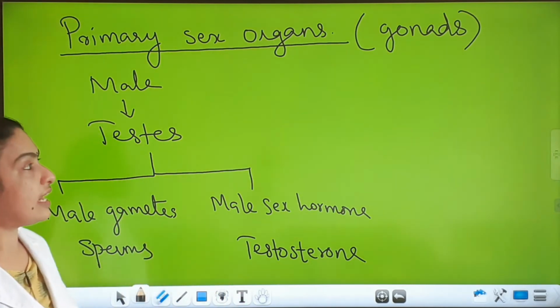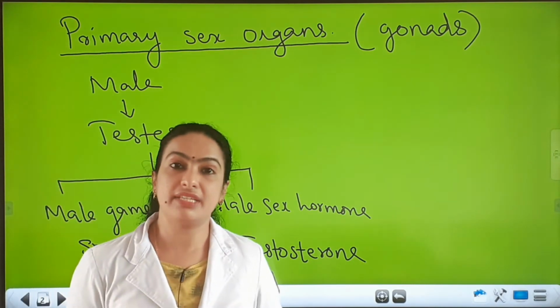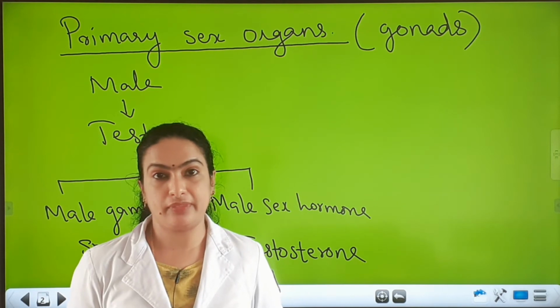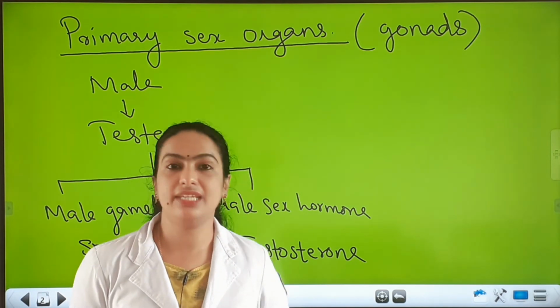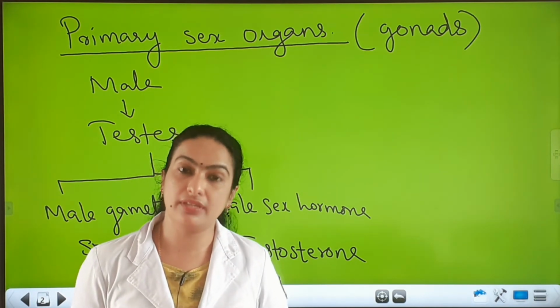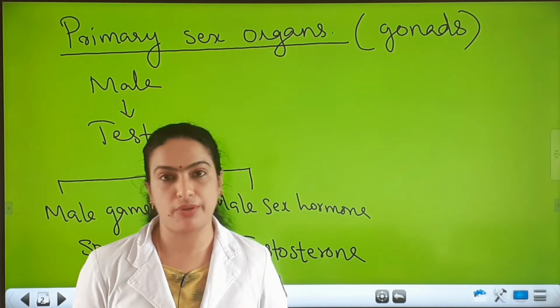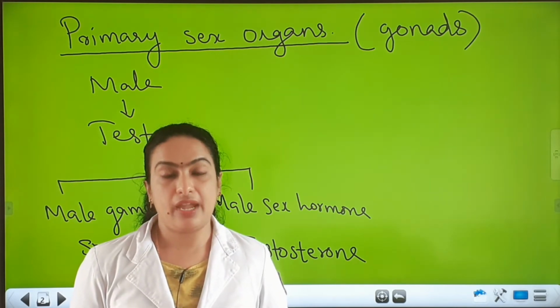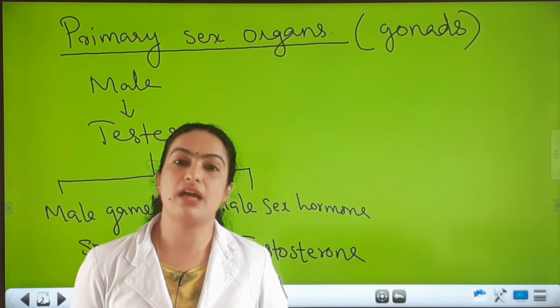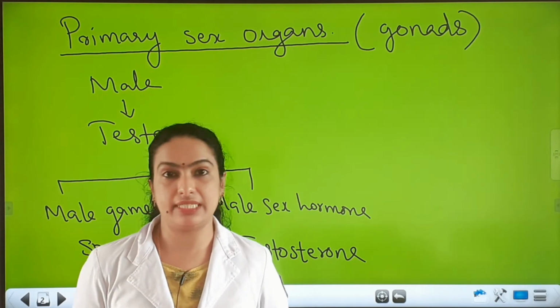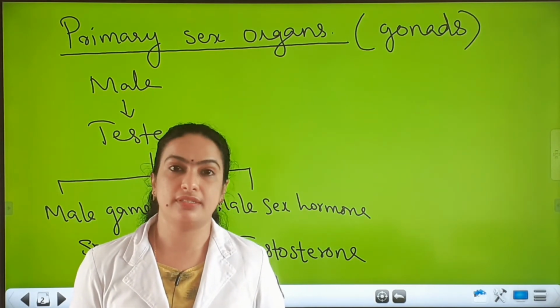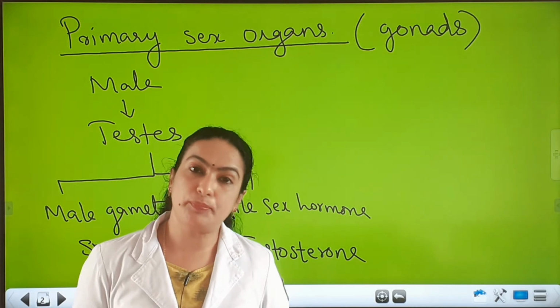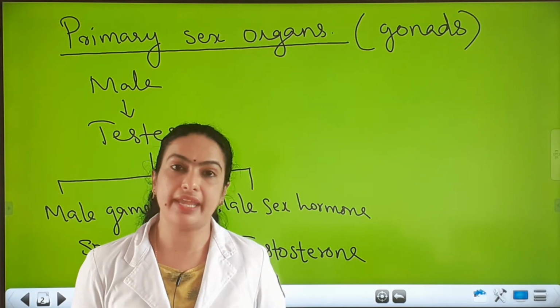See, in 8th standard you learned about the secondary sexual characters. There is a particular stage at which the boy and the girl attain sexual maturity, and the testes or the ovaries start to secrete gametes and sex hormones. That age is called puberty. You learned in 8th standard.